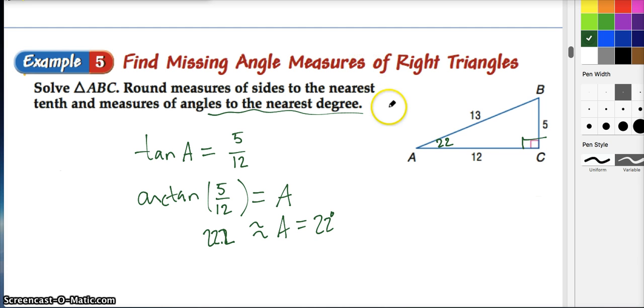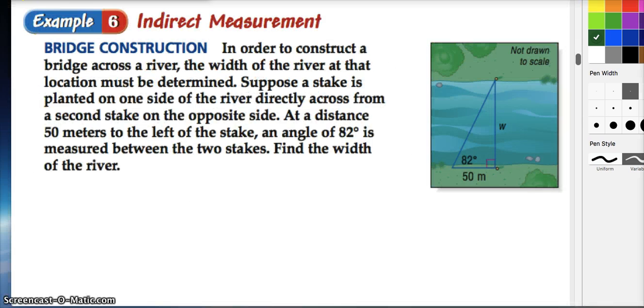And so once we get one angle, you know that this is 90 degrees. You guys know how this is going to go down. All we need to do is get this other angle here, and it's going to be 90 minus 22, because these two have to add up to 90, which is going to give us 68. So honestly, we've solved it. We've got side A, side B, side C, angle A, B, and C. We're done here.